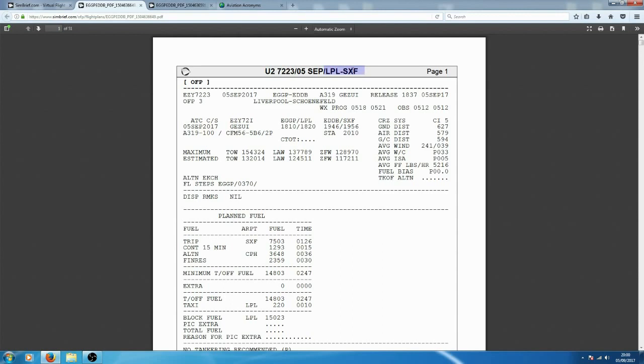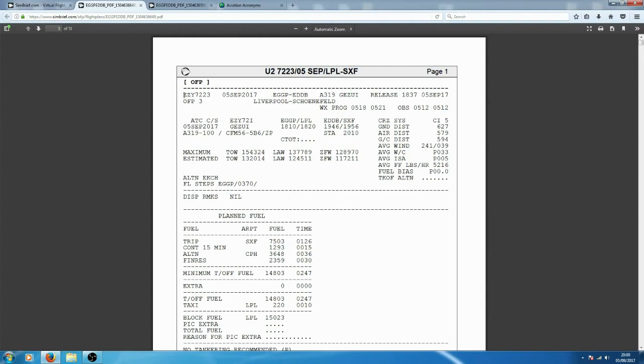And these here are your destinations in the 3-letter IATA code. It's Liverpool, Lima Papa Lima, to Sierra X-Ray Foxtrot, which is Berlin Schonefeld. I do apologise, I can't pronounce that. And that there is your page number.